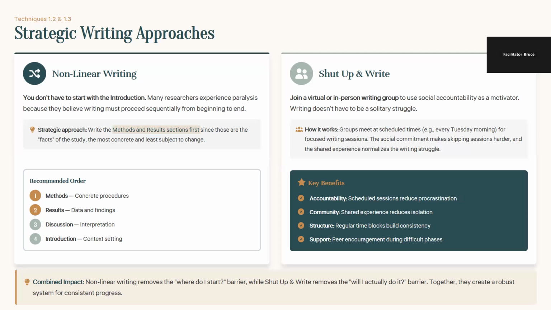Writing is an art. You develop your own style over time. Yes, we are here as facilitators to guide you, but at the end of the day, you would find a more tailored approach that works for you. I know people who start writing from references. I know people who start writing from literature. I know people who start writing from methodology.